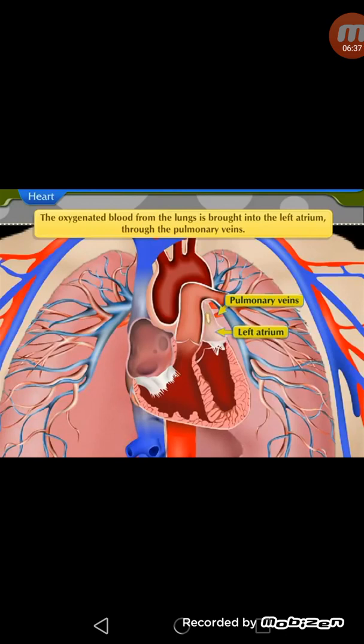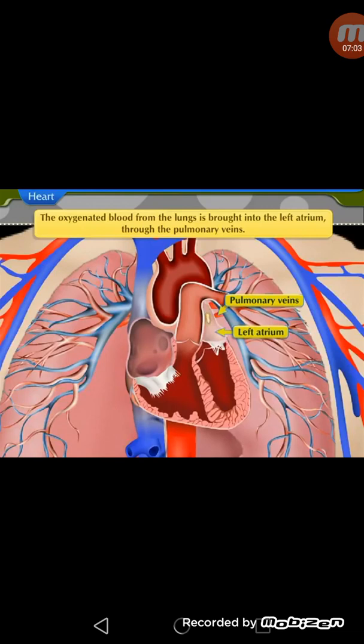It means the blood which was deoxygenated was sent to the lungs for oxygenation, and after oxygenation that purified blood, or oxygenated blood, comes to the left side of the heart, which is called the left atrium, through certain blood vessels which are called pulmonary veins. So these pulmonary veins are the only veins in the human body which contain oxygenated blood. So this is also the exception.